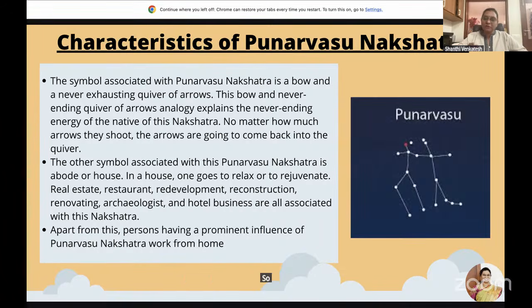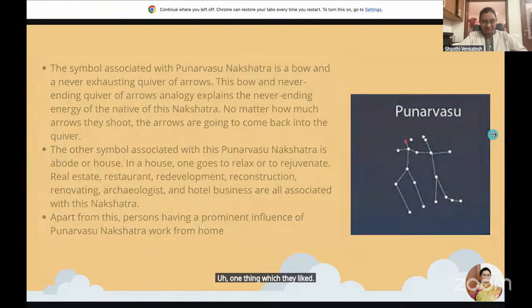So people who are in Punarvasu Nakshatra, they'll do good in construction, renovation business, real estate, and hotel business also, they'll do really good. And one more characteristic of this nakshatra is Punarvasu Nakshatra people, they would like to spend more time at home, and they want to work from home. That is one thing which they like.